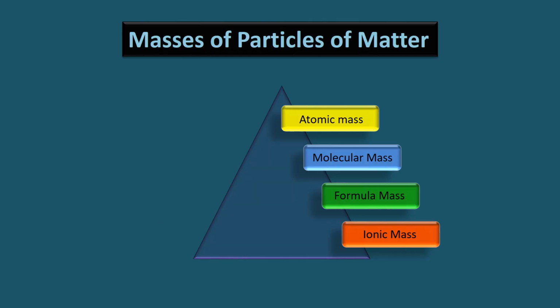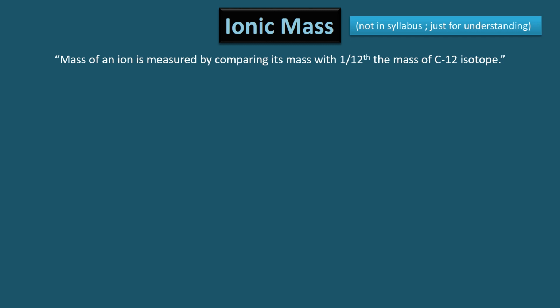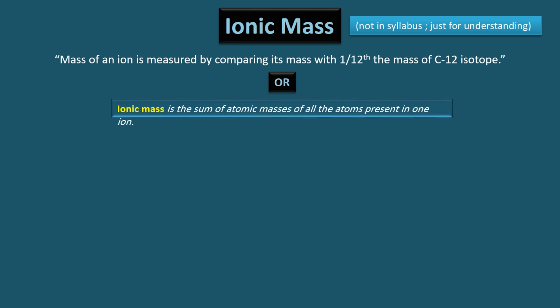So we have come to the last topic of our today's lecture, that is ionic mass. The term ionic mass is not included in syllabus. I'm describing it just for understanding. So mass of an ion is measured by comparing its mass with 1/12 the mass of C12 isotope, or in simple words, ionic mass is the sum of atomic masses of all the atoms present in one ion. In the word ionic, IC means of one or of an. So, ionic mass means mass of an ion. It is also expressed in AMU.